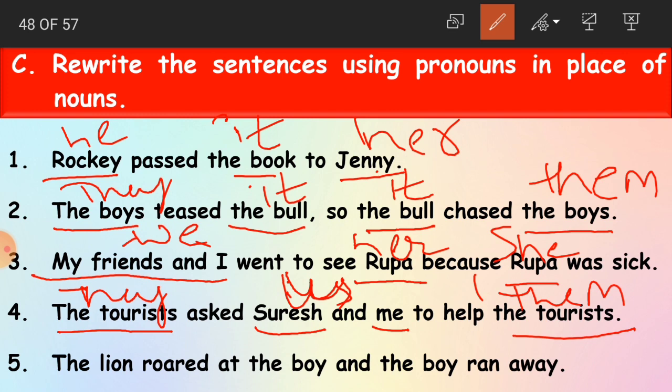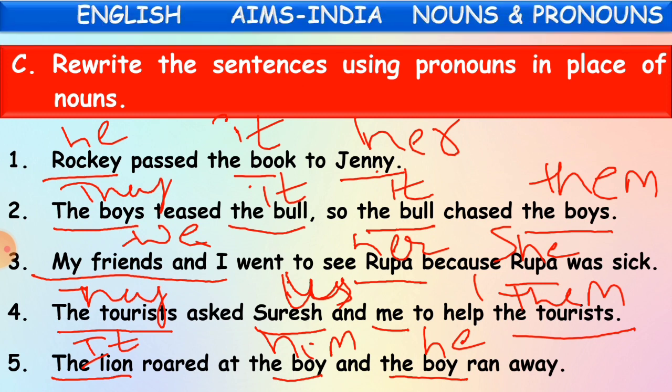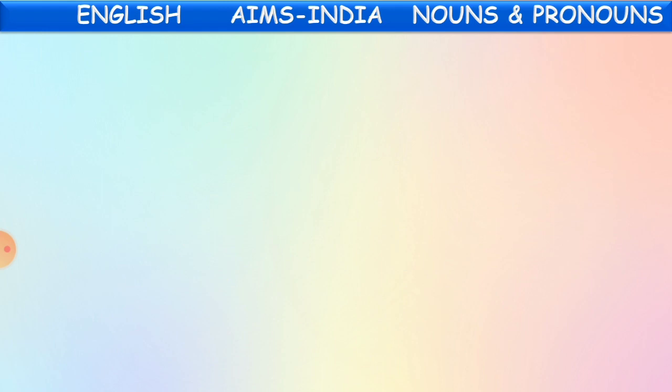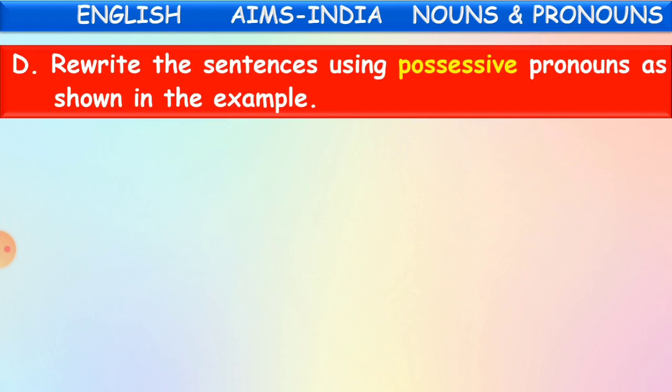Okay, here the fifth sentence: the lion roared at the boy and the boy ran away. So the lion is an animal. It roared at the boy, him, and the boy, he, ran away. It roared at him and he ran away. Clear, children? Yes, so like this you have to identify the nouns and change them into pronouns.